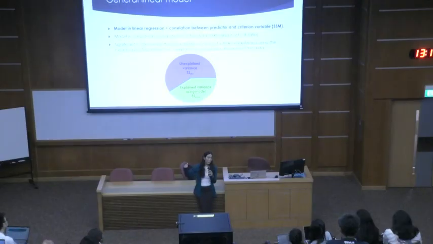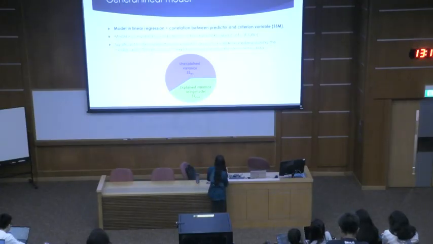Okay. Likewise, in a linear regression, it's the correlation between the predictor and the criterion variable. So the sums of squares model is the variance that can be explained by that relationship between my predictors and my outcome variable.